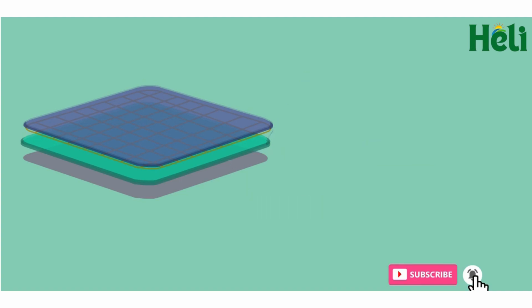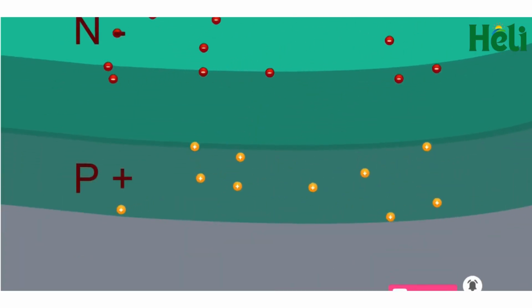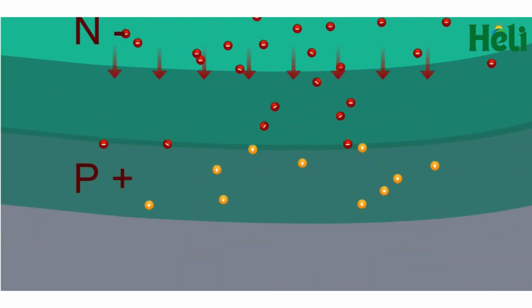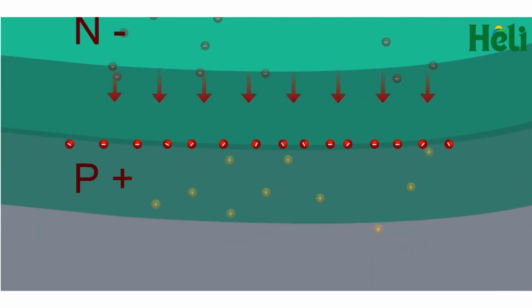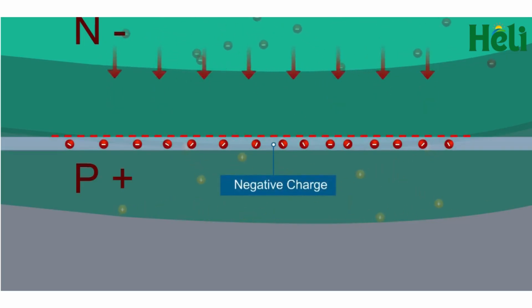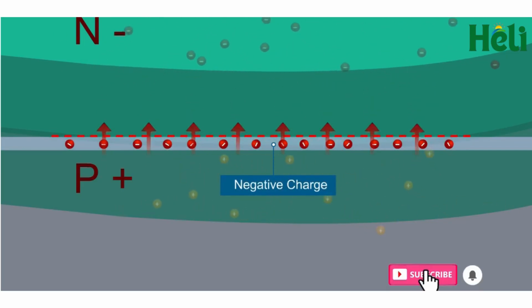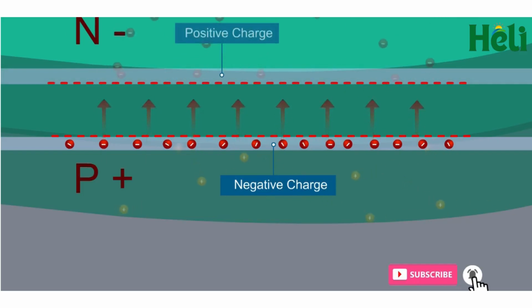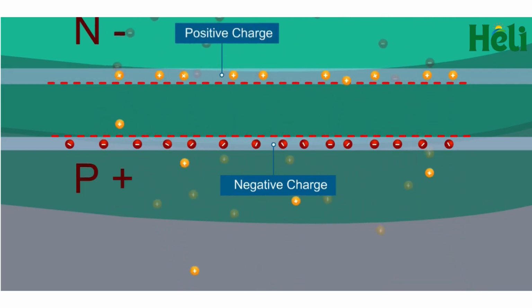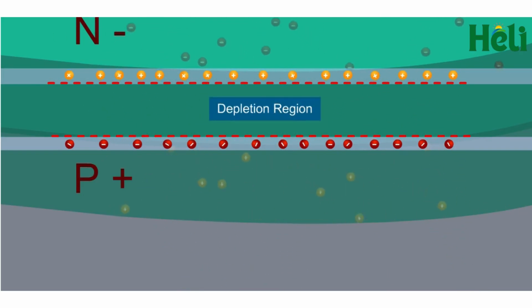On forming a p-n junction, the electrons of the N-type material try to reach the p region, creating a negatively charged layer. Similarly, the holes of the p-type material try to reach the N region, creating a positively charged layer. This region, between the 2 layers, is known as the depletion region of the semiconductor.